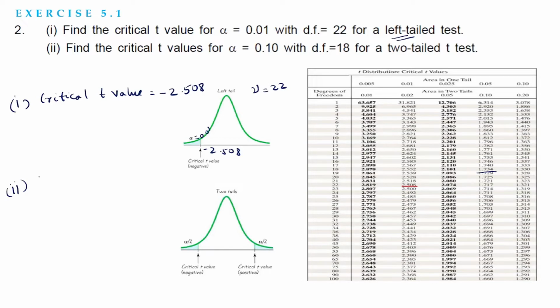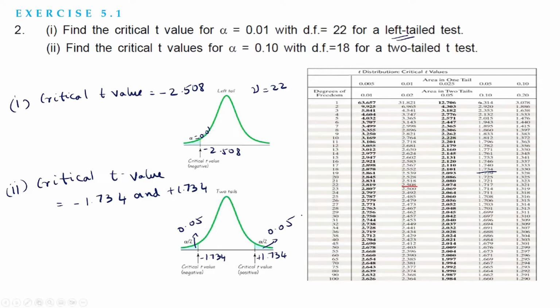For the second subdivision, the critical t-value is equal to negative 1.734 and positive 1.734. So here we have negative 1.734 and here we have positive 1.734. For alpha equal to 0.1, the meaning is that here we have 0.05 part of the area and here we have 0.05 part of the area, since it is a two-tailed t-test.